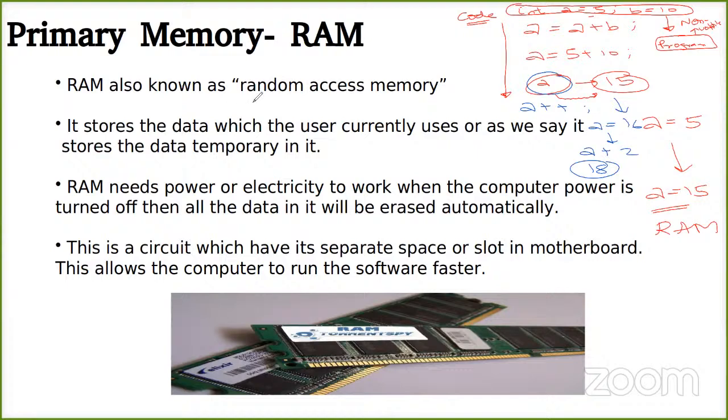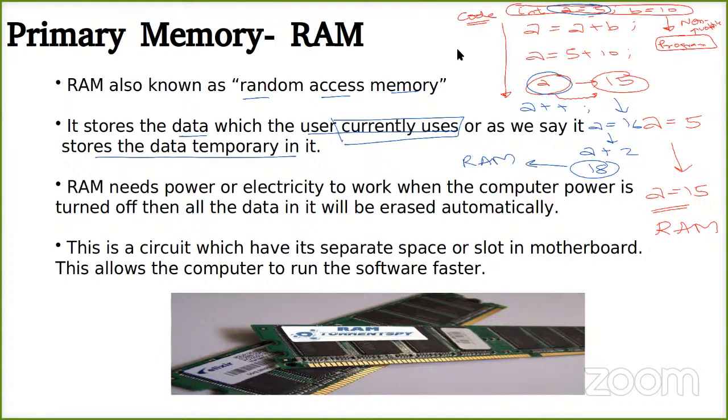So what does the random access memory do for us? It stores the data which the user currently uses, or as we say, stores the data temporarily. So these are temporary storage of data. A is equal to 5 is stored where? In your main program memory, or flash memory. And when the value of A changes to 15, 16, and 18, all these are stored in your RAM.